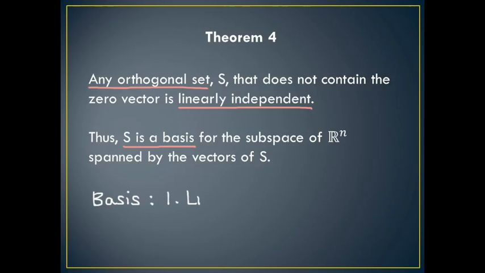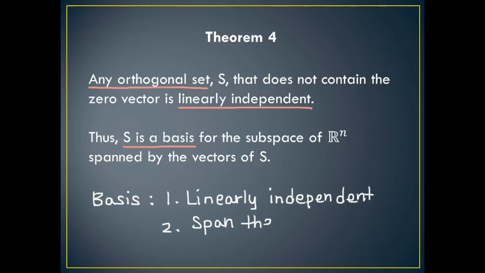To be a basis, you have to have two criteria. One is linearly independent vectors, meaning your set has to be linearly independent. And the second criterion is that you have to span the subspace. Because an orthogonal set is automatically linearly independent, we've met the first criterion. And it will, of course, span the subspace that's spanned by those vectors. So it will be a basis. That's very important.